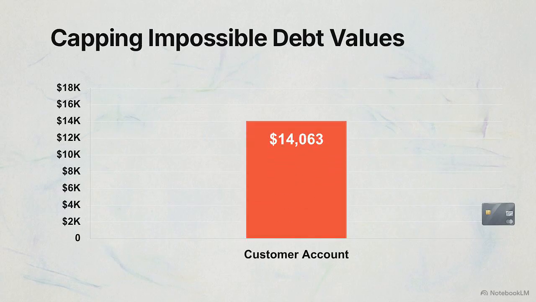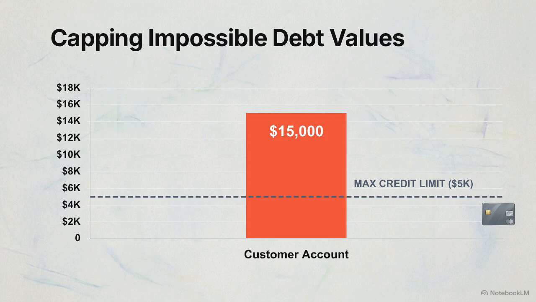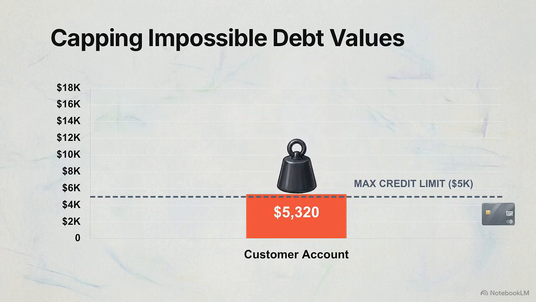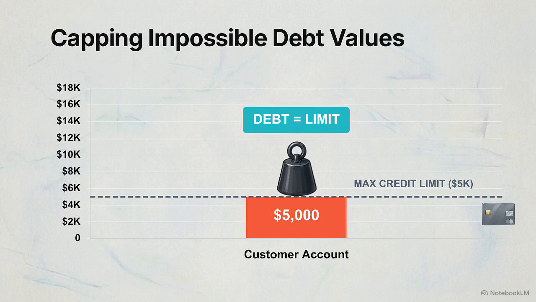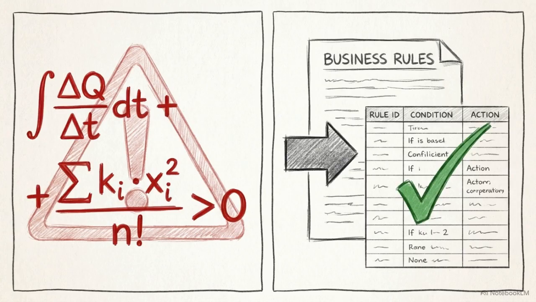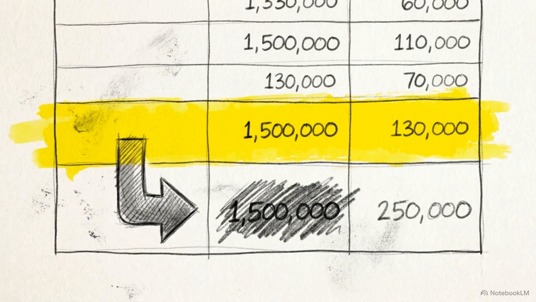This chart displays the pragmatic business fix. We use row location functions in pandas to isolate the impossible debt values, and we manually cap them so they exactly match the customer's maximum credit limit ceiling. In corporate data science, adjusting data to align with strict business rules yields better results than chasing statistical purity. We keep the genuine user data, and we fix the systemic error.